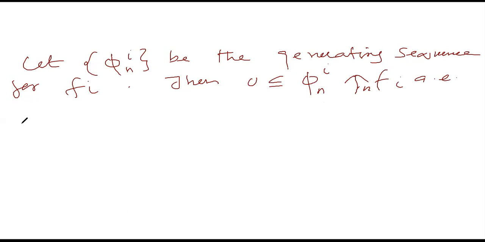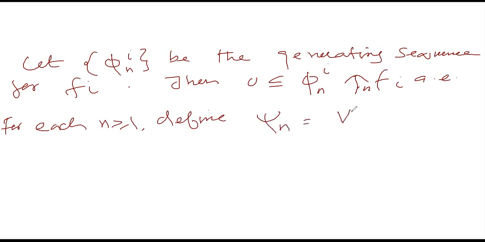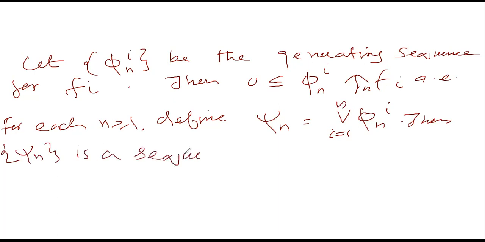For each n greater or equal to 1, let's define psi_n, which is equal to the join of phi_n^i, i runs from 1 to n. Then psi_n is a sequence of step functions, because the finite supremum of step functions is again a step function.